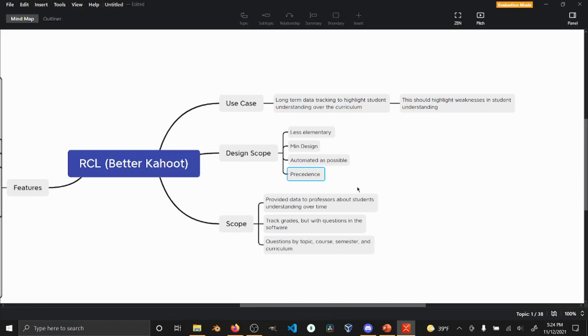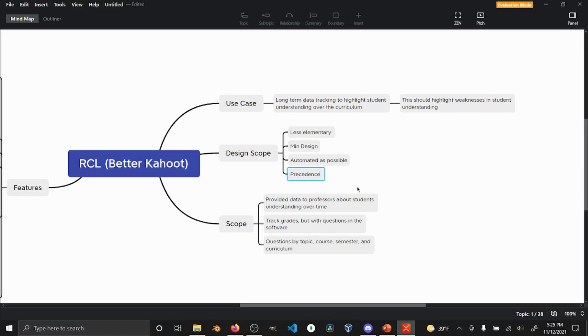This is why I said better Kahoot. Okay, our starting point is Kahoot. We need to make it better for our use case. For the elementary school, like 5th grade thing, we're not competing with Kahoot. It's not happening. They got like a 10-year head start. It's not happening.